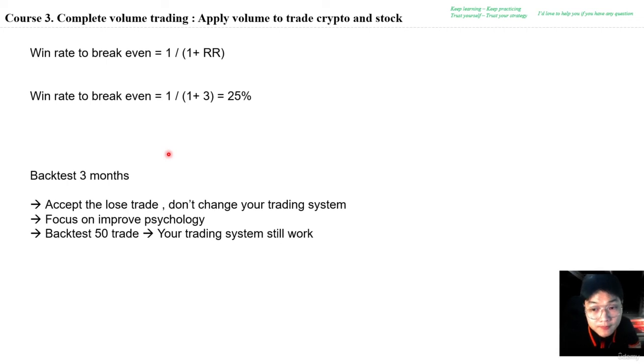And you also need to trust your trading system. And here is my guidance for you. The first one, you need to backtest the strategies for 1 to 3 months to fully understand and believe in your strategies. And the second one, you need to accept the losing trade. Don't change your trading system because at this time, losing trades can come continuously, but other times you will win continuously more than the losing times. Therefore, you need to accept the losing trade.